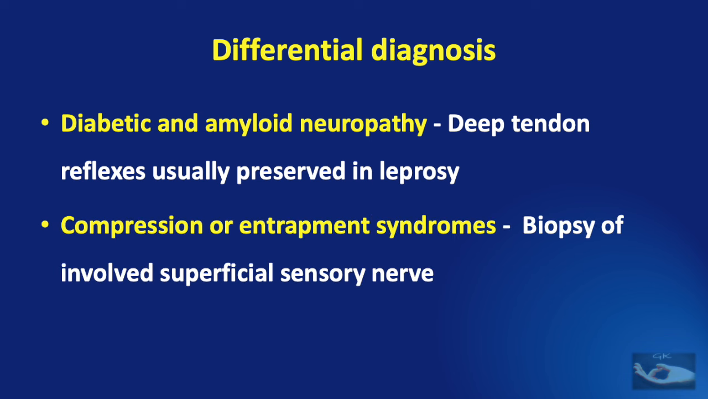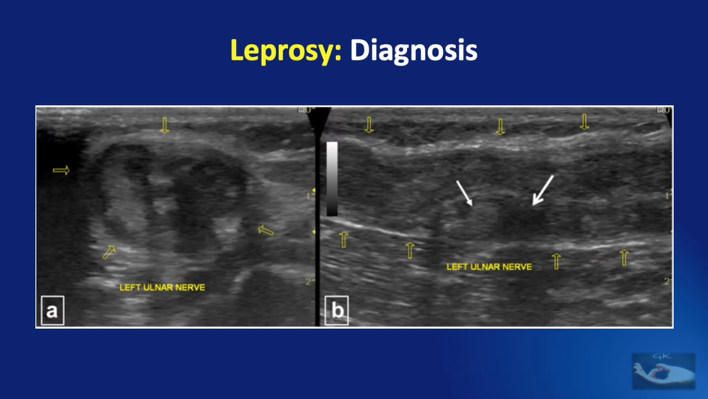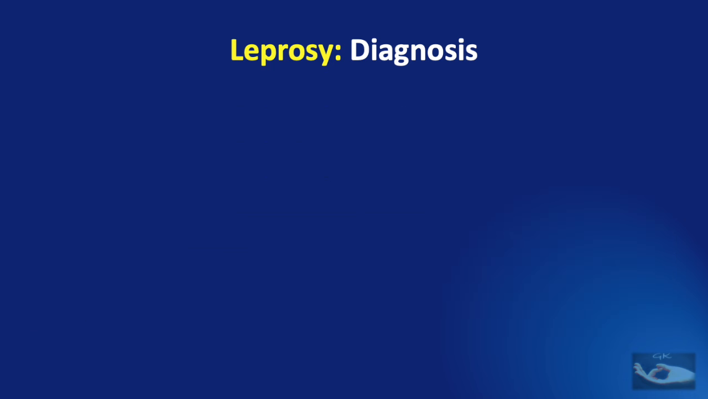Even in compression or entrapment syndromes of the nerves, the features may be similar, but biopsy of an involved superficial sensory nerve will point to the diagnosis of leprosy. Patients with all forms of leprosy, but particularly those with a borderline tuberculoid form, may develop abscesses of the nerves, most commonly the ulnar nerve. The diagnosis can be made with a high frequency ultrasound examination, which will show the thickening of the nerve and nerve abscess, if any. Confirmation of the diagnosis of leprosy can be made by many techniques.